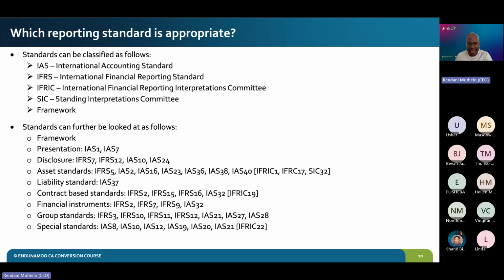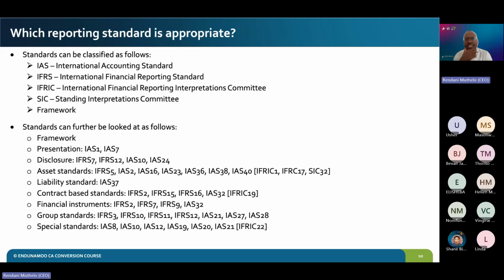Then it has IAS. And it then has what? It then has IFRIC interpretations and SIC interpretations, and that is what we have, and the framework. So now, what is the difference between all this? Why are they all there? Why are they not all sitting under one heading? What do we mean when we say this is an IAS and IFRS?